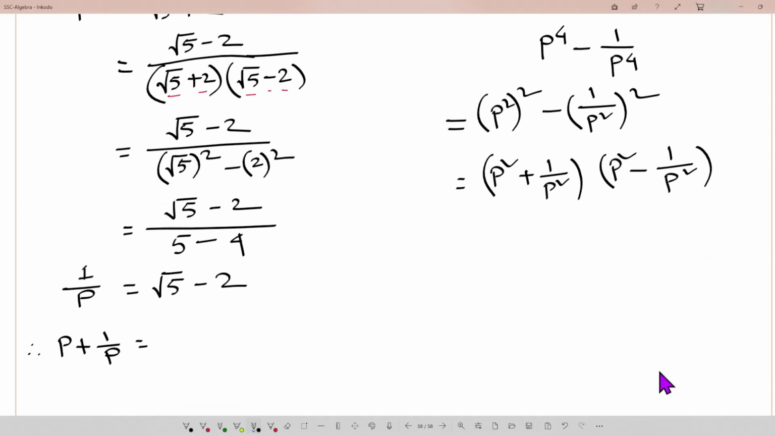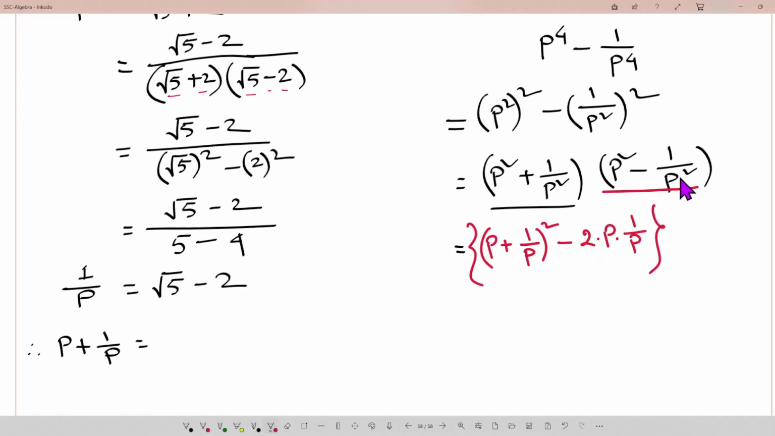Now look, this one we can also write as (p plus 1 by p) whole squared minus 2 times p times 1 by p, right? And this one is p² minus 1 by p². As per a² minus b², we can write (p plus 1 by p) times (p minus 1 by p). Everywhere we need p plus 1 by p or p minus 1 by p. So we can find these earlier.